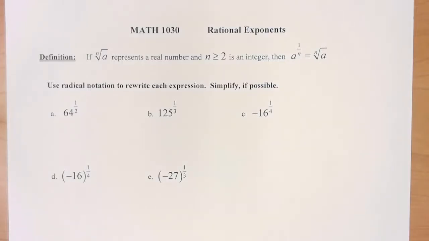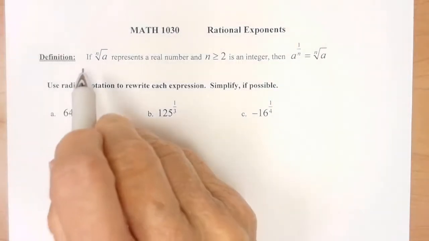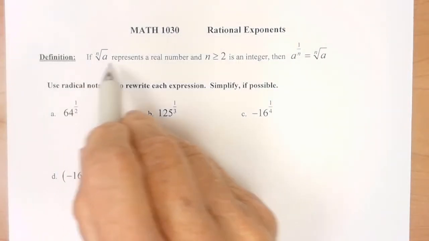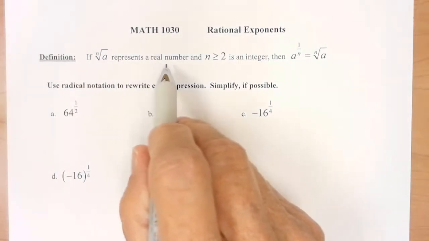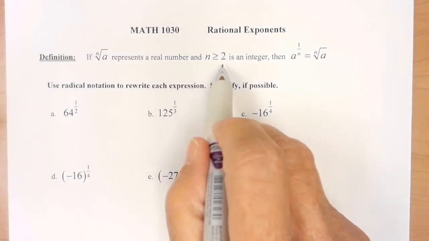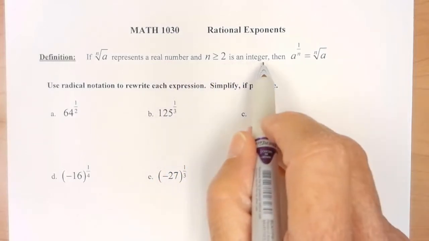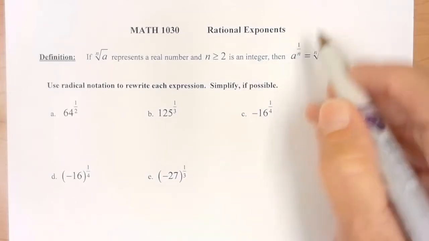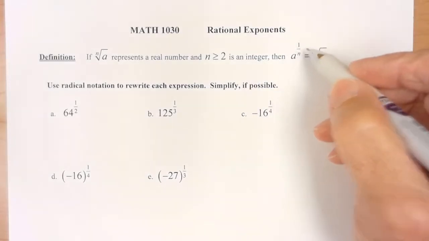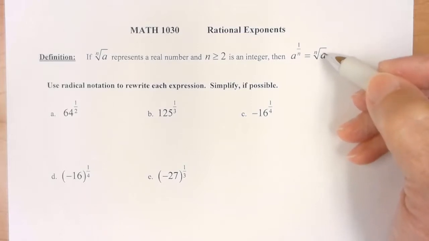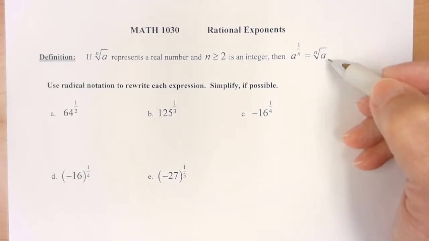Now we're going to work with rational exponents. Exponents, that's that value that's raised up. Rational means fraction. So, definition: if the nth root of a represents a real number, and n is an integer greater than or equal to 2 (2, 3, 4, 5, 6, on and on), then a to the 1 over n means the nth root of a.